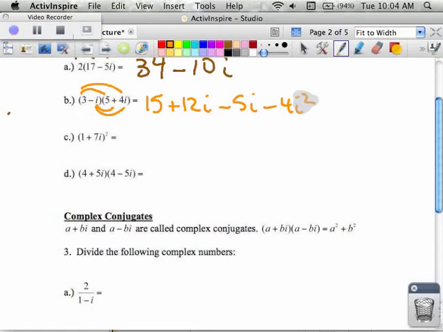I squared is negative 1. And since we have negative 1 being multiplied by negative 4, that's the same as 4. 4 and 15 is 19. Those two numbers put together. And then the 12i and the 5i is 17i.